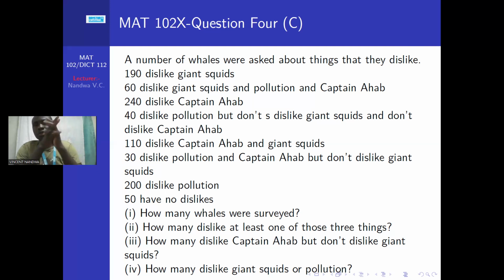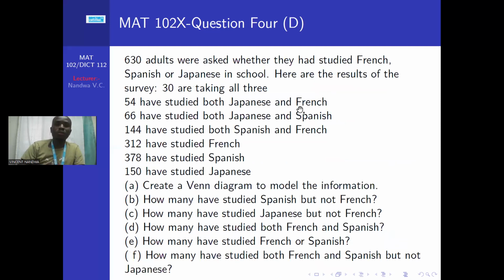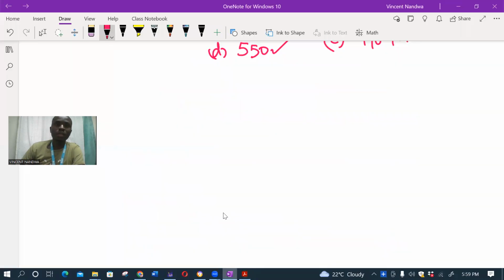So there are 4 questions to respond to. And to be able to answer these questions 1 to 4, we are going to draw a Venn diagram. And from the question, it's very clear that we have 3 main sets: the set of those who dislike giant squids, the set of those who dislike pollution, and the set of those who dislike Captain Ahab. So when you draw a universal set, within that universal set, we are going to have 3 circles.